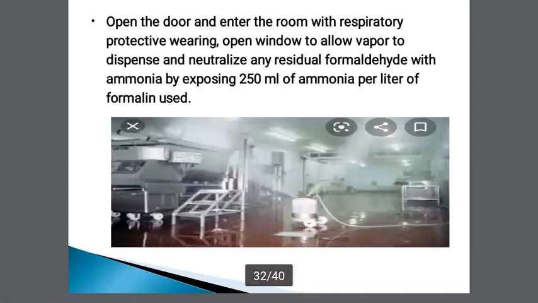Open the door and enter the room with respiratory protective wear. Open the window to allow the vapor to disperse and neutralize any residual formaldehyde with ammonia by exposing 250 ml of ammonia per liter of formalin used. Fumigation is as shown in this figure.